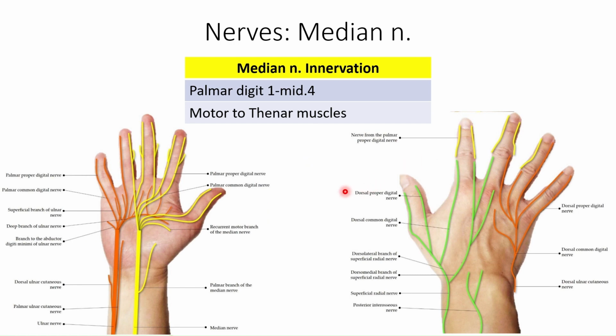The median nerve travels through a tunnel within the wrist called the carpal tunnel to give sensation to the palmar surface of the thumb, index, long, and half of the ring finger, and also sends motor branches to the thenar muscles of the thumb.